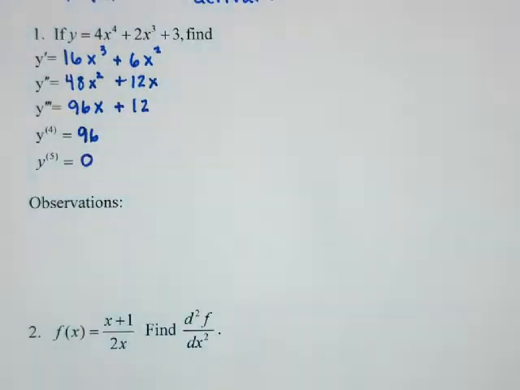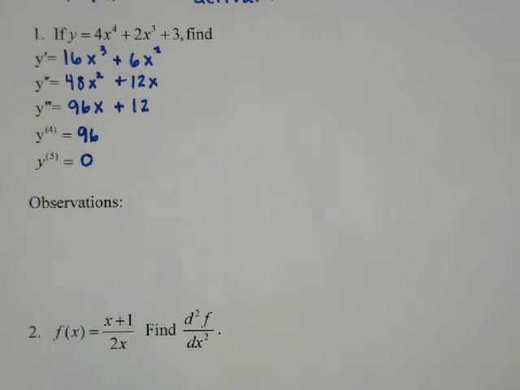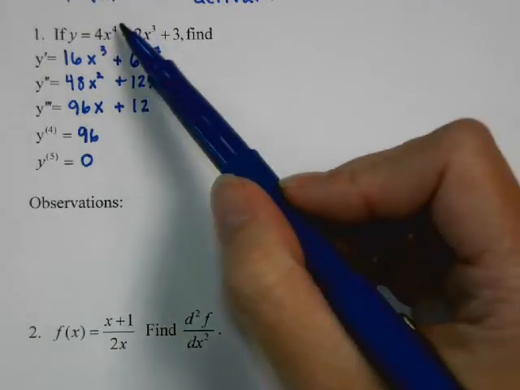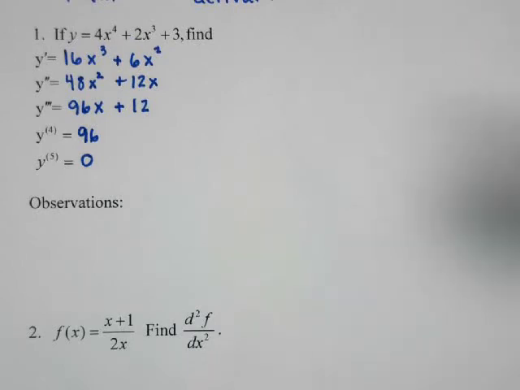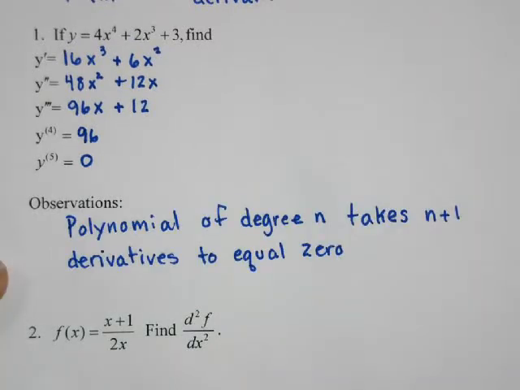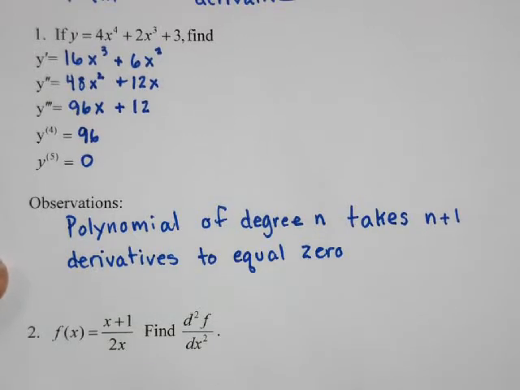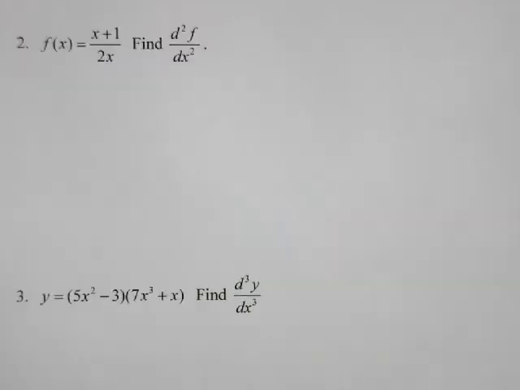And all polynomials will eventually go to 0 if you take enough derivatives. So our observations are, how many derivatives did it have to take? Well, we had a degree 4, and we had to take 5 derivatives, and that pattern will follow. So a polynomial of degree n takes n plus 1 derivatives to equal 0.